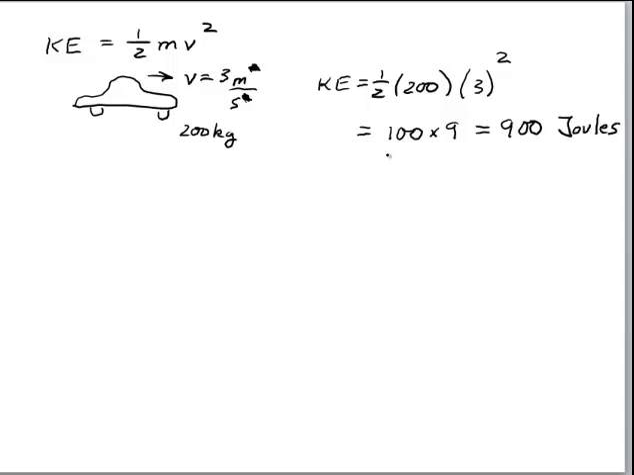Now, if we wanted to work a problem like this backwards, we easily could. Let's say that I told you that something had kinetic energy of 1,000 joules.